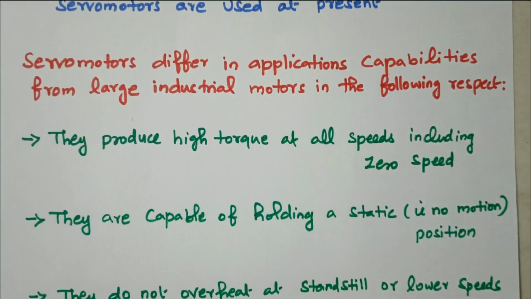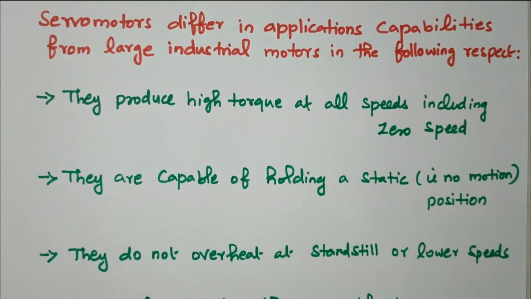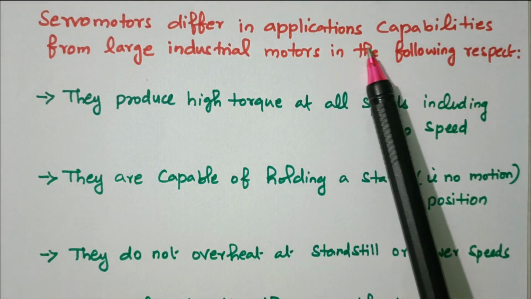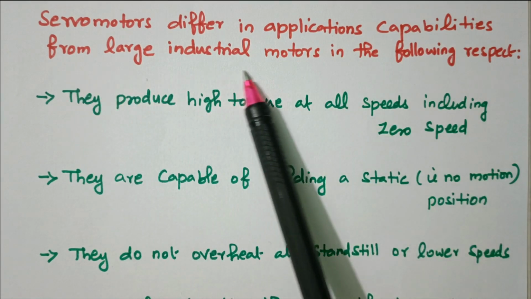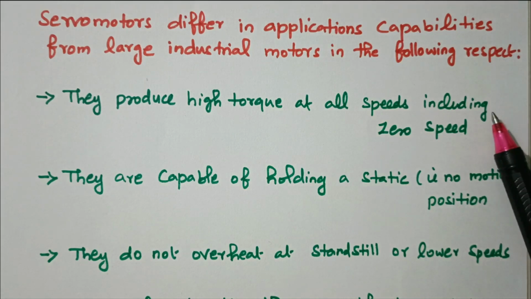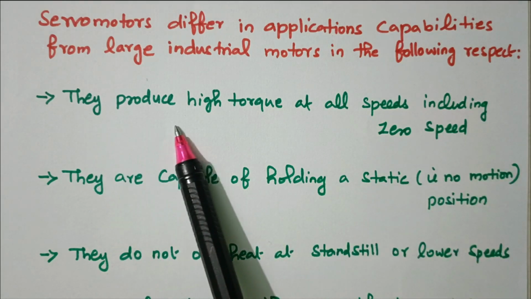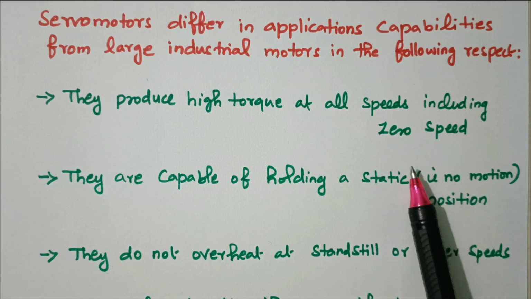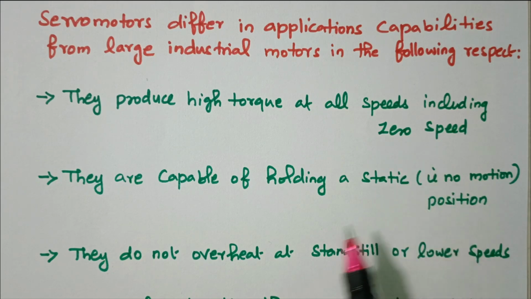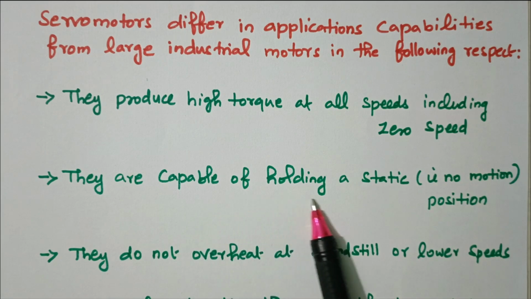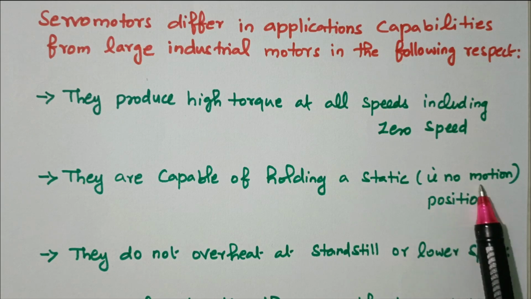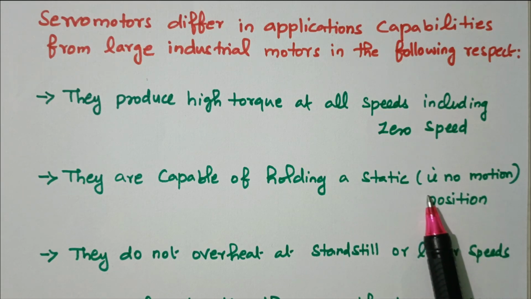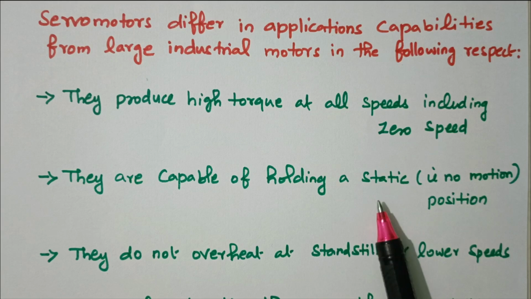Now we will see some application capabilities. What are the capabilities of the servo motor that differ from others? Servo motors differ in application capabilities from large industrial motors in the following respects. First, they produce high torque at all speeds including zero speed. Always the torque is very high, even at zero speed. They are capable of holding a static position, that is, no motion. So that is used in radar and tracking guidance systems. It will hold a static position.